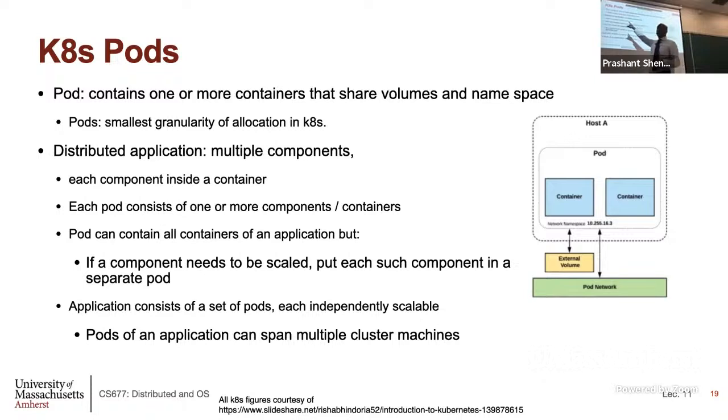Now, if you think of a distributed application, it has multiple components. Each component runs inside a container, and each of those containers can be in their own pods, or you can share them. So here's an example of host A, that's a machine. It has one pod. It can have more than one. This one has only one pod, and this pod has two containers.